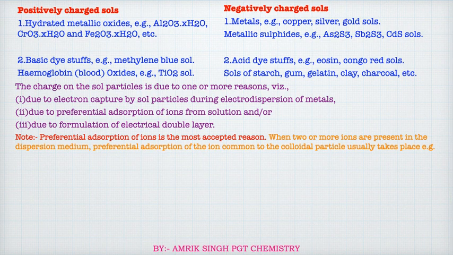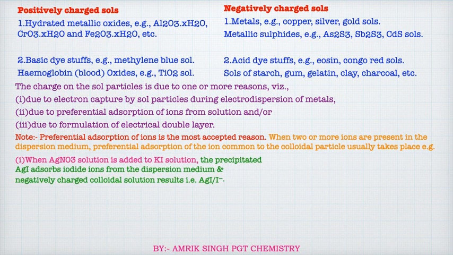When two or more ions are present in the dispersion medium, the preferential adsorption of the ion common to colloidal particle usually takes place. For example, when we add AgNO3 solution to potassium iodide, KI, what will happen? AgI will be precipitated and AgI will attract negative I- ions from the dispersion medium, and it will form a negative sol.